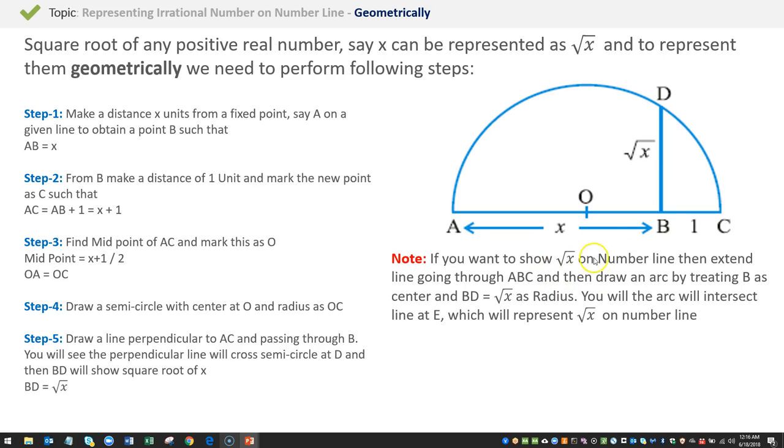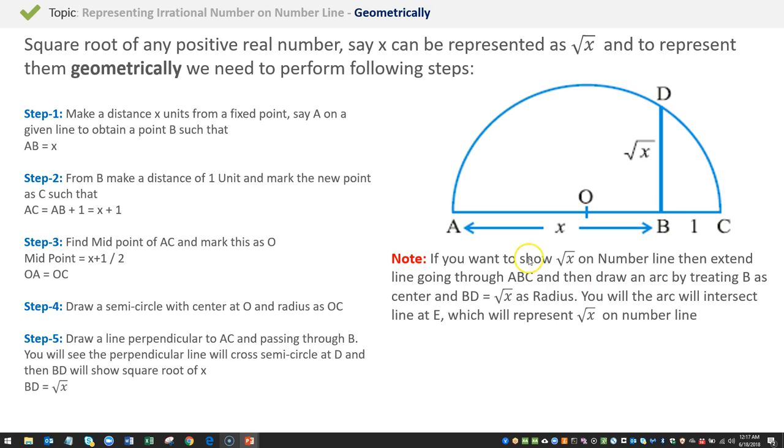If you want to show a square root of x on number line, then extend line going through ABC. You got to extend this line further and then draw an arc by treating B as center and BD equal to square root of x as radius. And then you will see the arc will intersect the line at E, which will represent under root x on the number line. Now let's try to recap it, right?